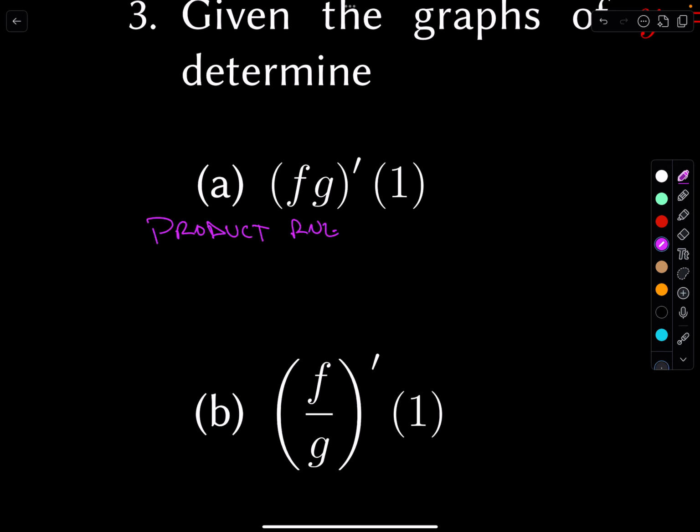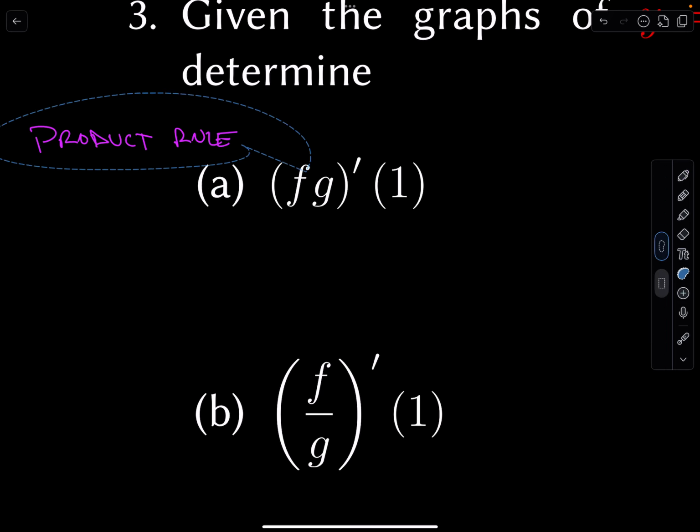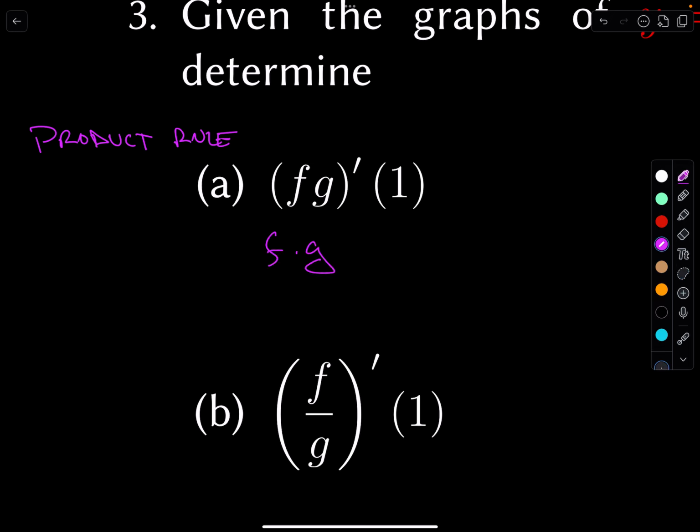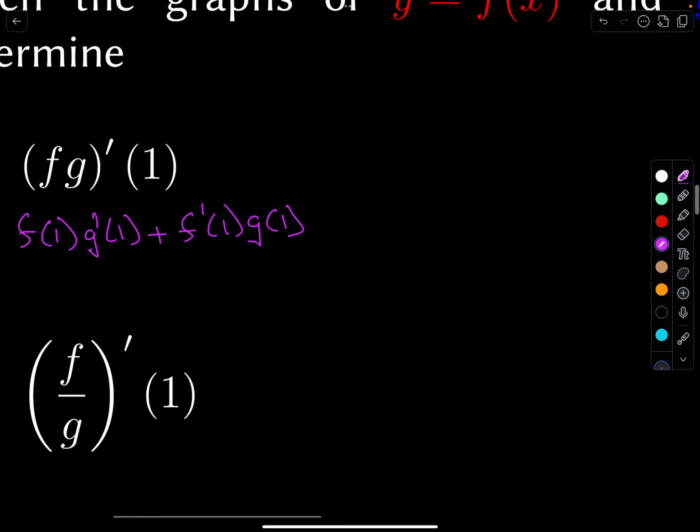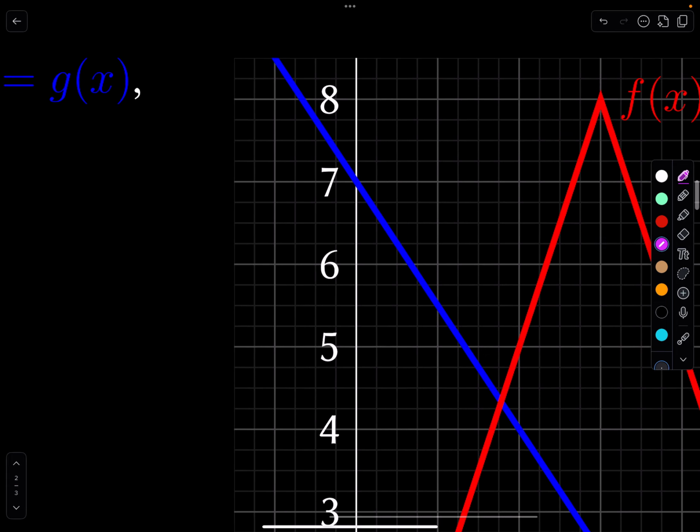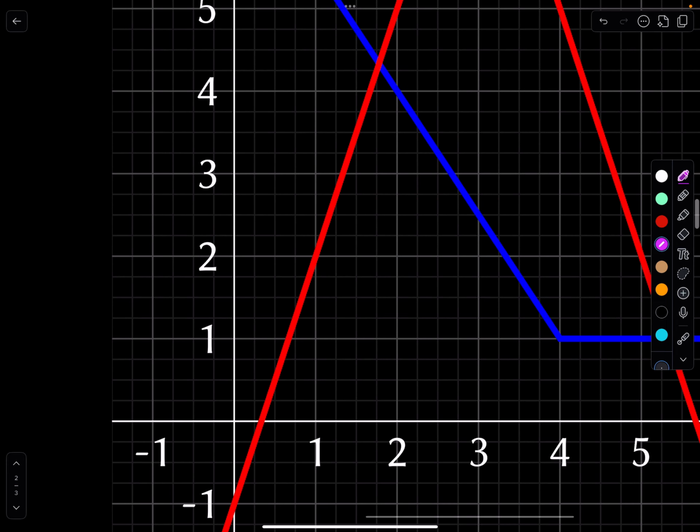Let's move this over. How about there? Okay, so this will be f times g, sorry, I need more room. f of 1 times g prime of 1 plus f prime of 1 times g of 1. So I need to read these values off of the graph. And we're talking about 1 here.